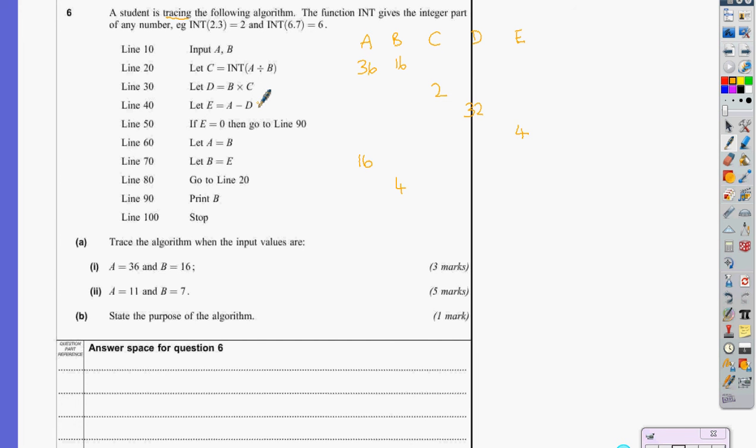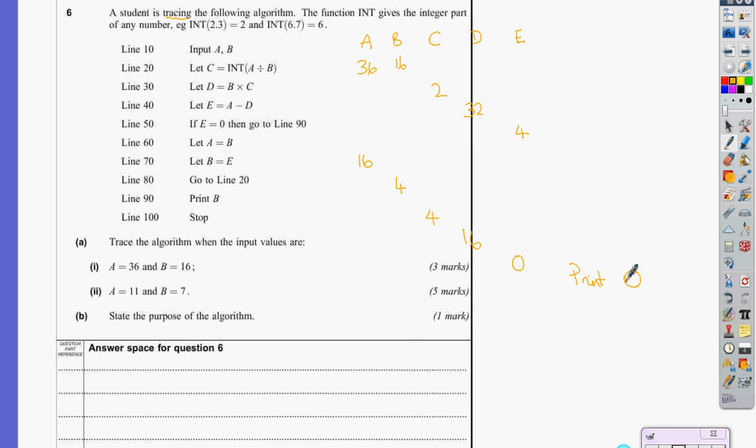So do A, 16, divided by 4, which is 4, and put that as C. Let D equal B, which is 4, times C, which is 4, which is 16. Then it wants E to be A, which is 16, minus D, which is 16, which is 0. Next line says if E equals 0, then go to line 90. So we go to line 90, it says print B. So I'm going to write print 0.